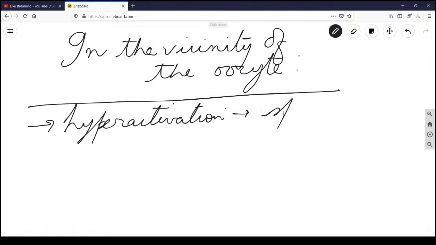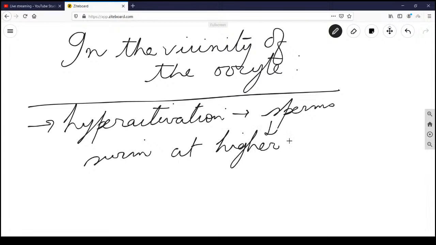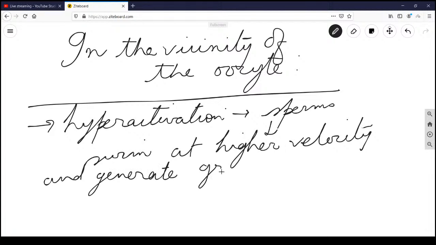Hyperactivation of the sperms. What does it mean? What do you mean by hyperactivation? They swim at higher velocities and generate greater force. Okay, so when they do that, that is known as becoming hyperactive.